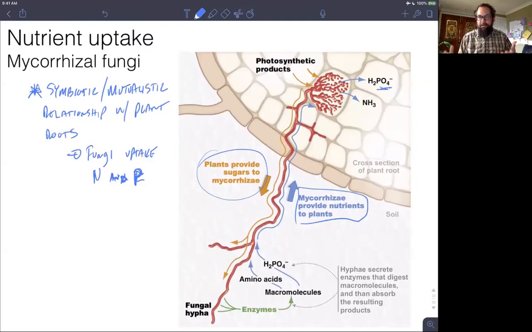And most plants have a mycorrhizal association. The mycorrhizal associations come in two flavors, and I'll show you the differences between these. These are called ectomycorrhizal and arbuscular mycorrhizal fungi.